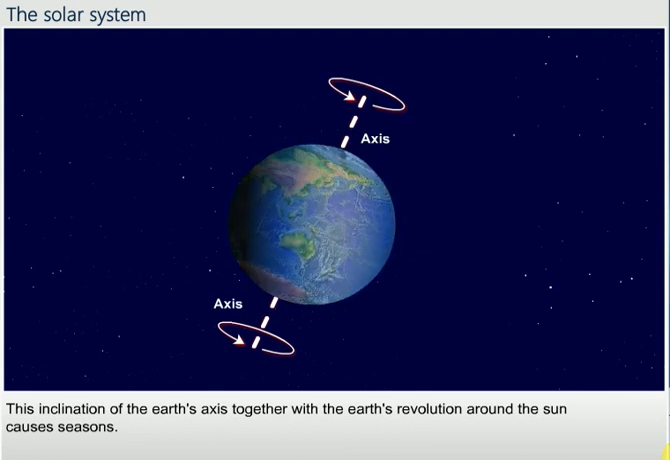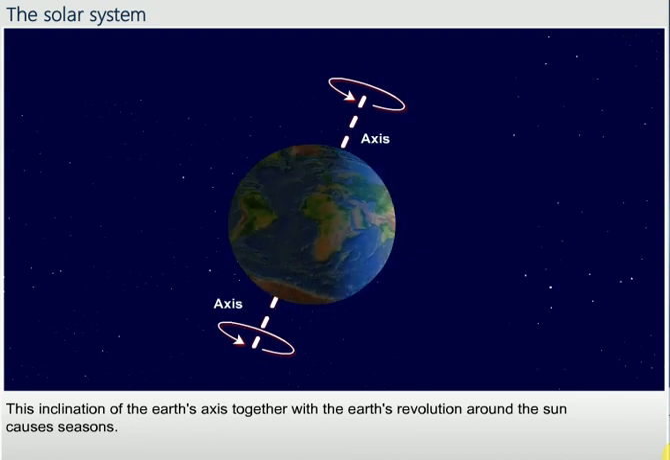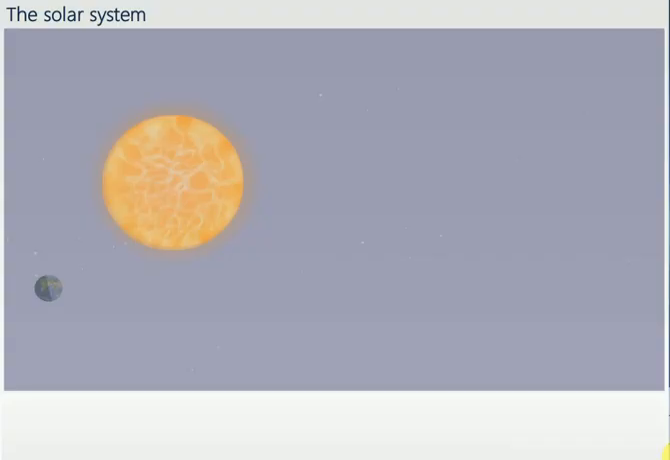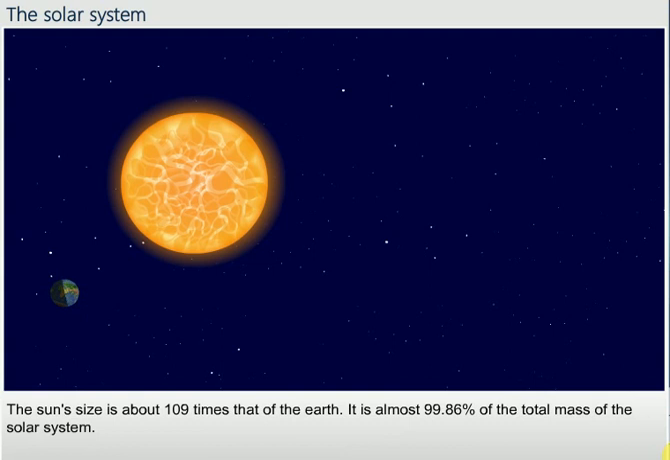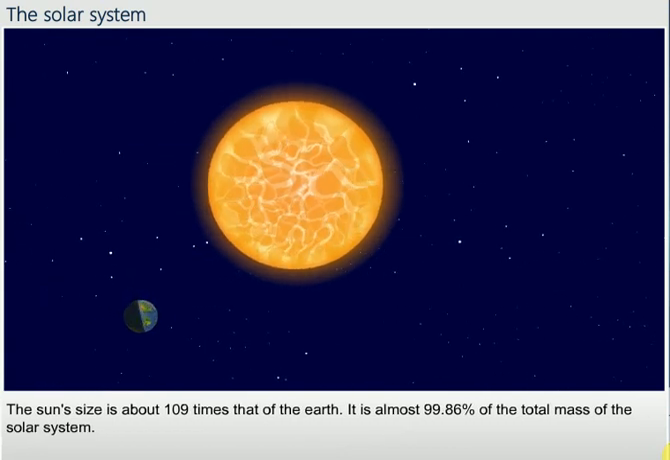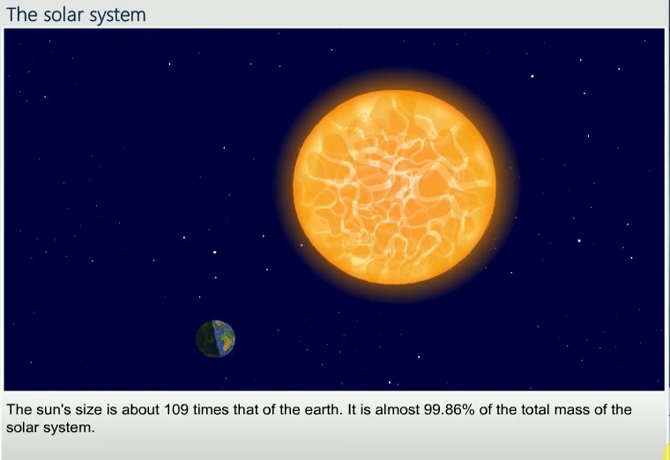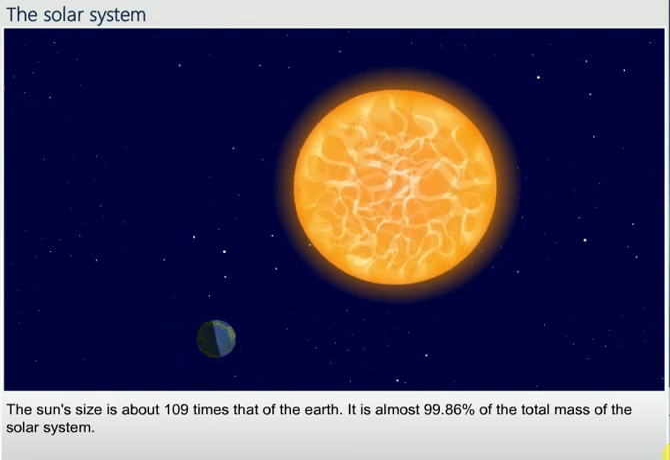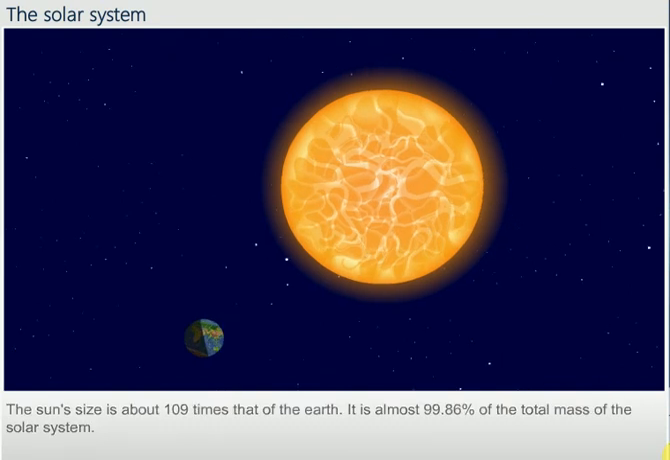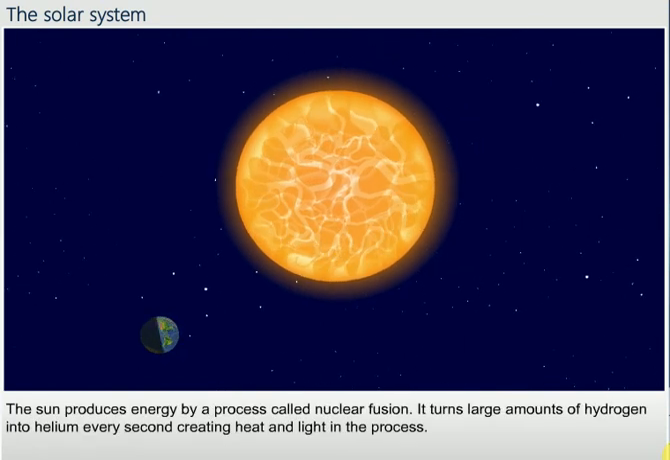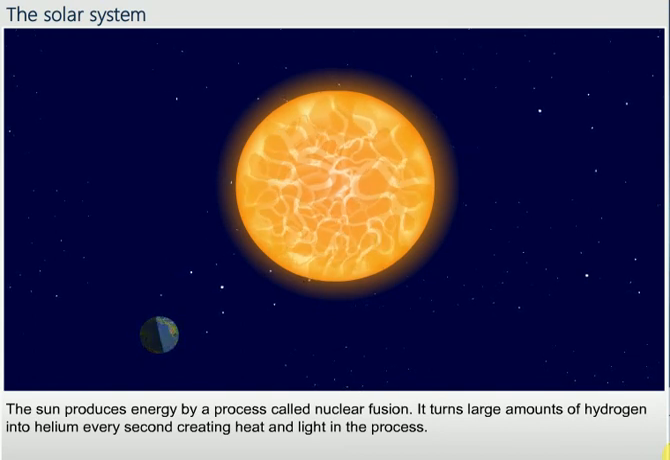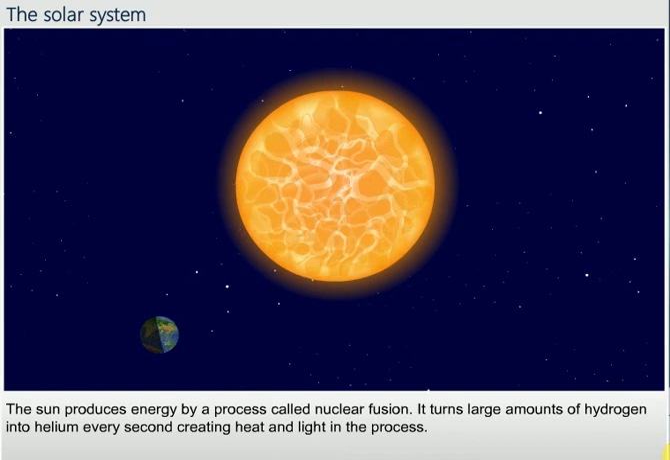The Sun's size is about 109 times that of the Earth. It is almost 99.86% of the total mass of the solar system. The Sun produces energy by a process called nuclear fusion. It turns large amounts of hydrogen into helium every second, creating heat and light in the process. That is why the Sun is very hot. It is around 6,000 degrees Celsius hot at the surface.